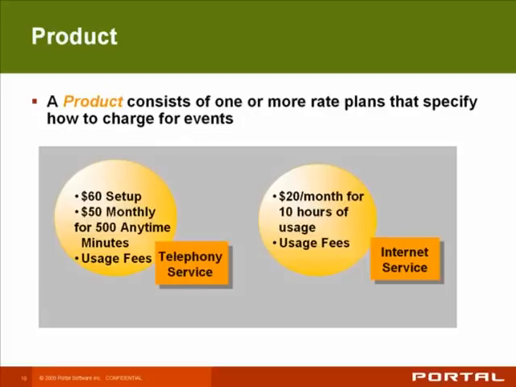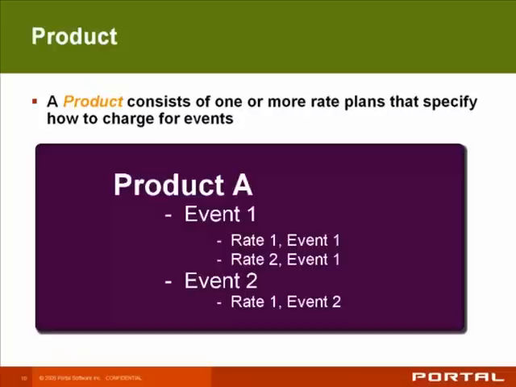Let's take a closer look at the two products we've been talking about. But first, let's try to understand a little bit more of how products are constructed. Rates in a product are organized in a hierarchical structure. This structure allows you to create multiple components at each level. For example, you can rate multiple events in a single product and create multiple rates for each event.